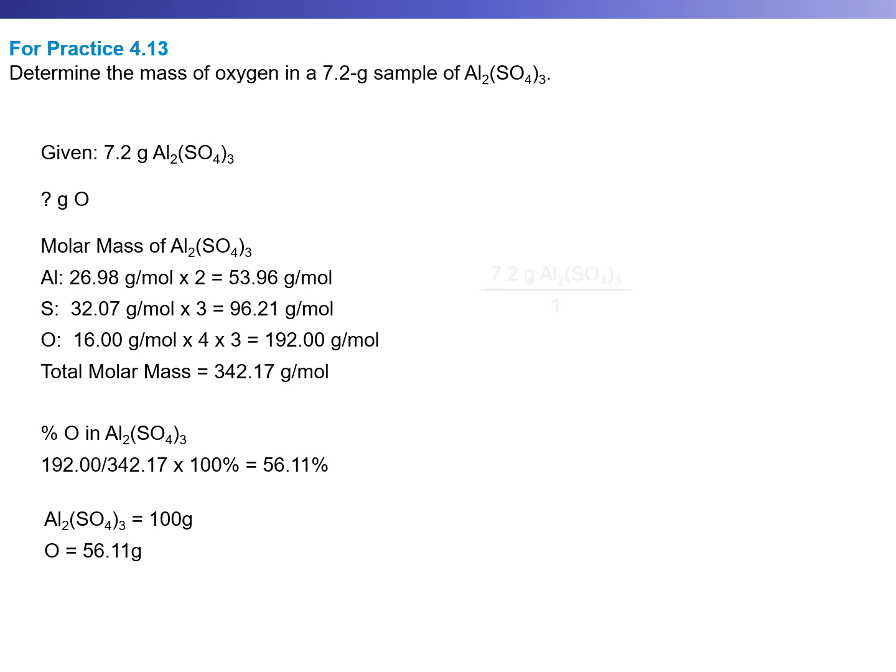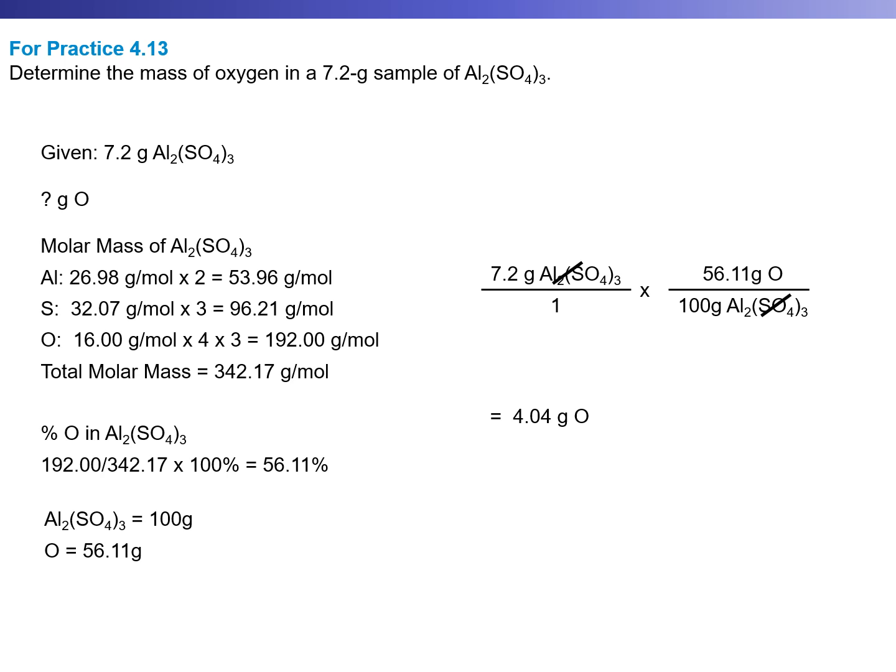So I'm going to take my given amount, which is 7.2 grams of aluminum sulfate, and put that over 1. And with this information down here, I'm going to create a conversion factor. The units that I seek are oxygen units, grams of oxygen. So I'm going to put that on top in my conversion factor, and then the aluminum sulfate information on the bottom. So it looks like that. Now when I do that, I can cross out grams of aluminum sulfate, top and bottom, which leaves me with the units of grams of oxygen. That's good because that's what I'm looking for. And if I do the math, which means I have to multiply 7.2 times 56.11, divide that by 100, I'm going to get 4.04 grams of oxygen.